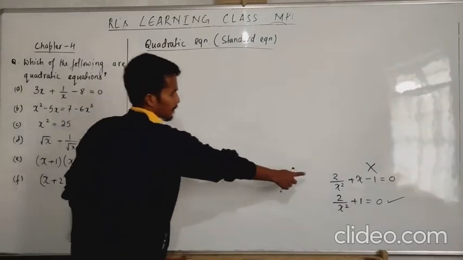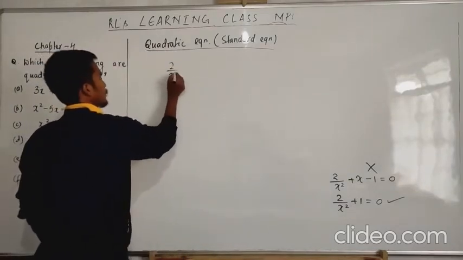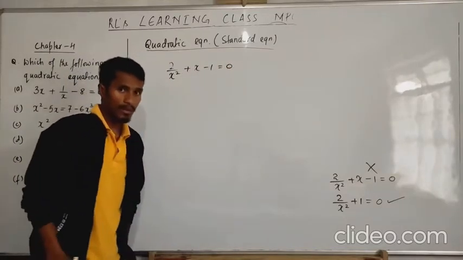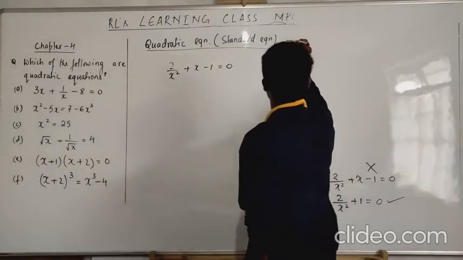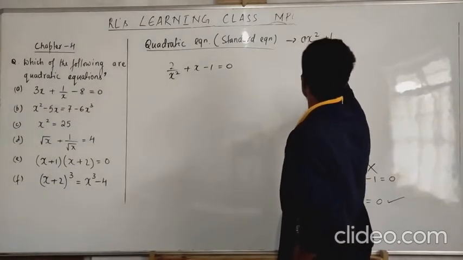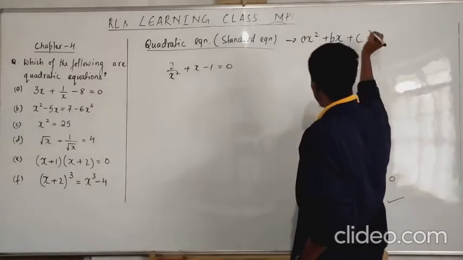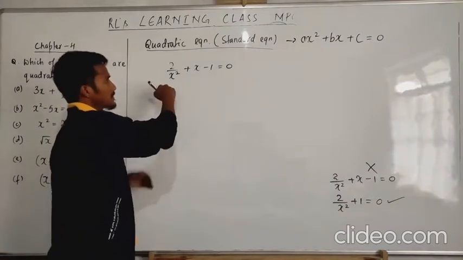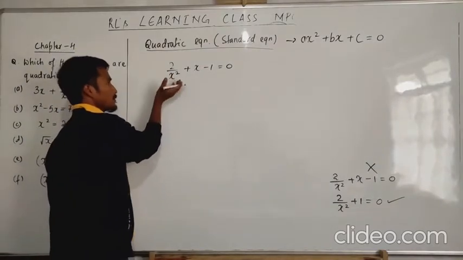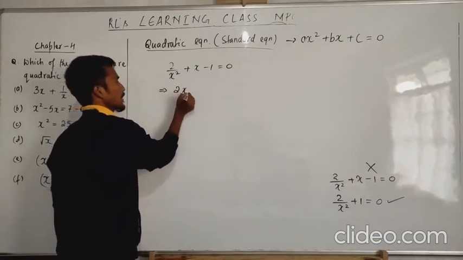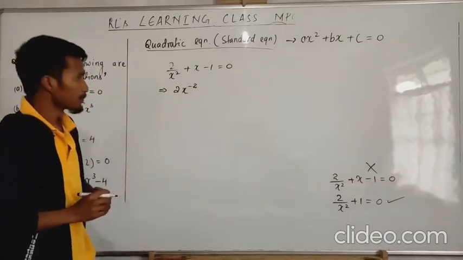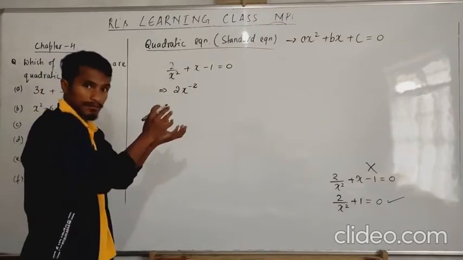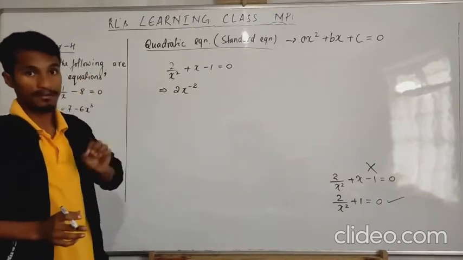Okay, I'll take this first equation now: 2 by x square plus x minus 1 equal to 0. What is the standard equation? ax square plus bx plus c equal to 0. This is the standard equation. Now this x square I will take it out, and it will change to 2x to the power minus 2. Remember, once we take a variable out of the denominator, if the power is positive, it will change to negative, and if it's negative, it will change to positive. That is from the law of exponents.